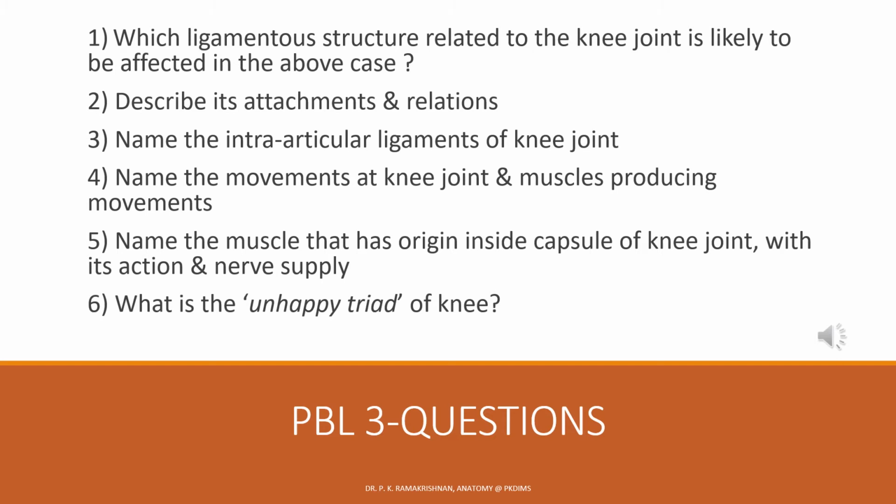Then you have to name the intra-articular ligaments of the knee joint. Number 4, you have to name the movements which are taking place at the knee joint and name the muscles producing these movements. You have to name the muscle that has origin inside the capsule of the knee joint along with its action and nerve supply.